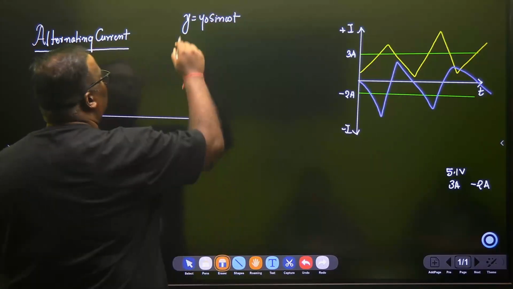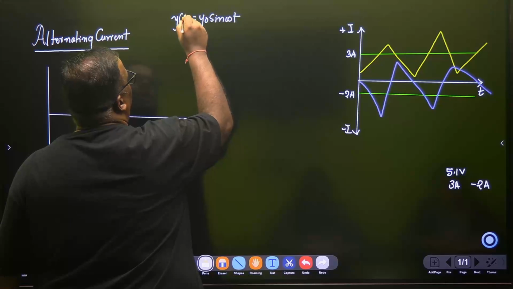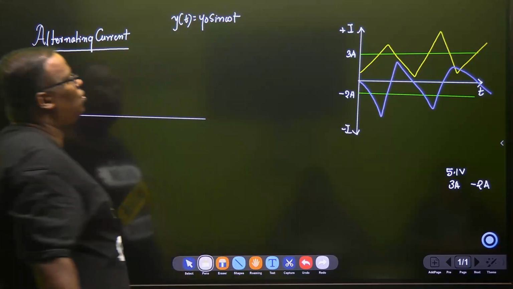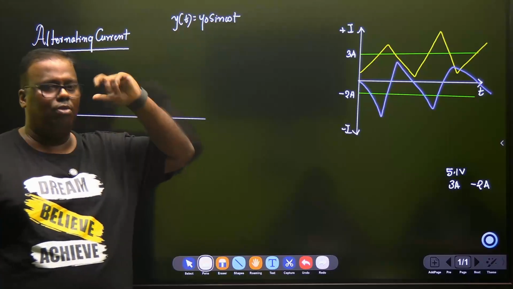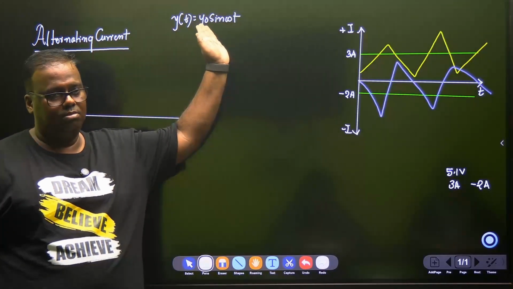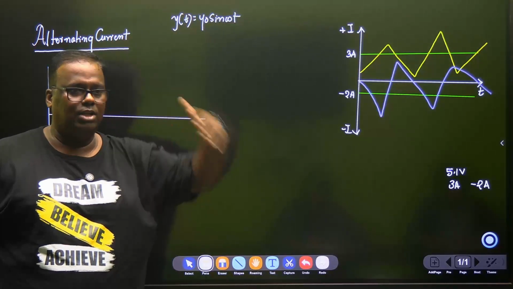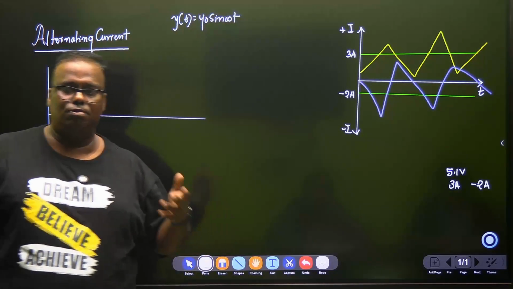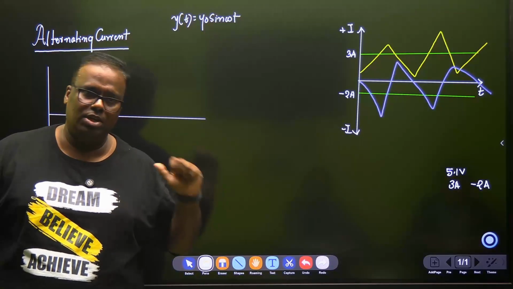Instead of writing y, I will write y at a time t is equal to y naught sine omega t. Now what is this? Let's see from a mathematics perspective. This is a trigonometric function, a sinusoidal function. So if this is a sinusoidal function, its maximum value should be +1 and its minimum value should be -1. Do we agree or not?